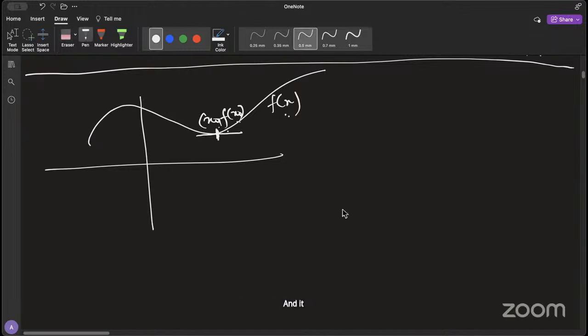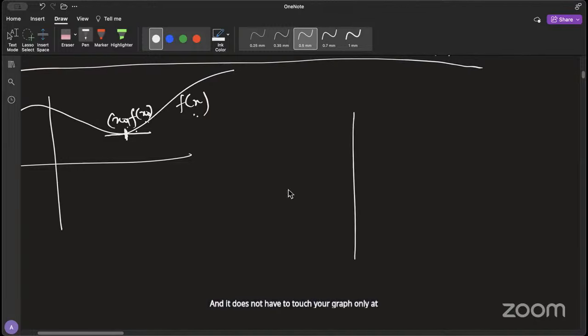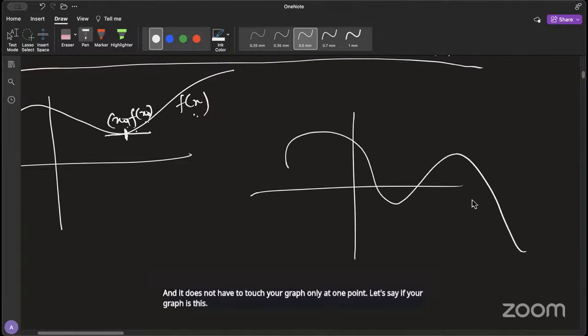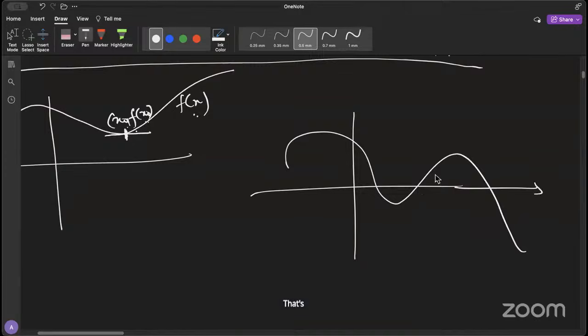And it does not have to touch your graph only at one point. Let's say if your graph is this, that's a little misleading definition. If your graph is this, and if I were to draw a tangent at this point, then the tangent will be this, right? The tangent line will be this. This line will be the tangent line. But if I extend it, it's going to cut this graph at more than one point, right? One here and the second one here.